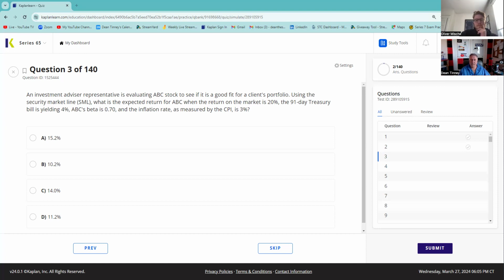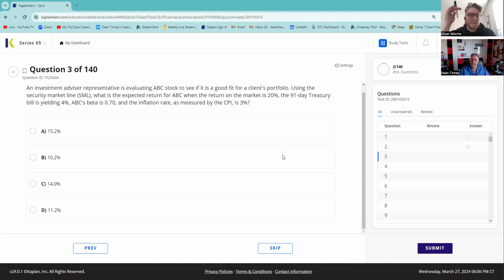Beta 0.70 means 70% as volatile as the market. So when the market goes up, this is going to underperform the market. When the market goes down, it will outperform because it won't go down as much. I again don't think you're going to have to do the math, but the math would be figuring out the expected return based on what the market did, and then minusing that 4% from the 91-day. Just knowing the factors or the formula, it's mainly input and output.